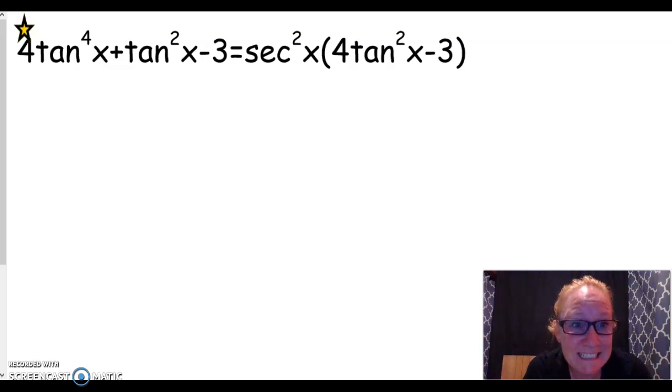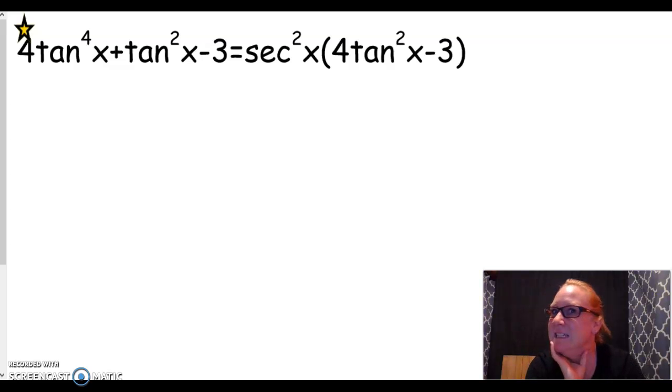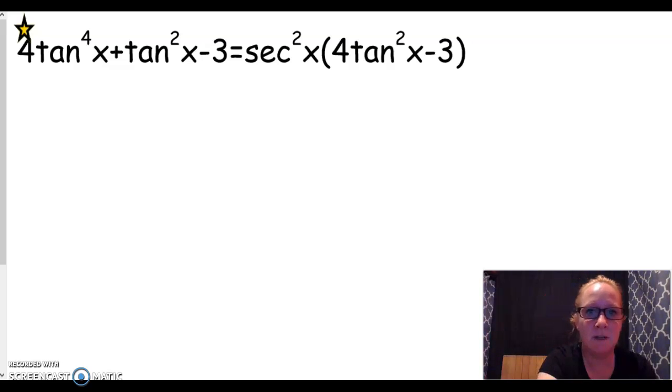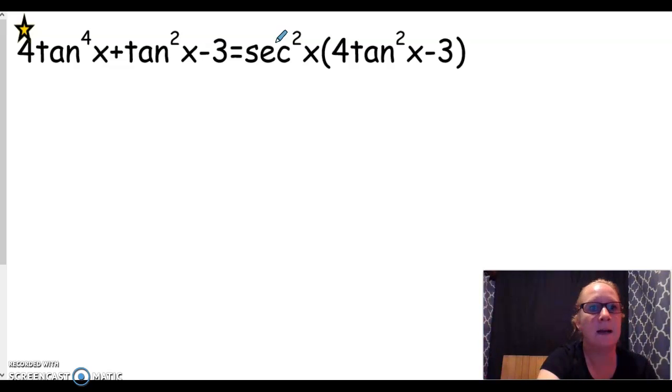All right. 4 tangent to the 4th plus tangent squared minus 3, and on the other side, we've got secant squared. Okay. So, realistically, I see routes that you could start on either side. But I think I want to start on the left. Now, you could choose to start on the right. Totally fine. I'm going to start on the left, and I'm going to turn it into algebra.